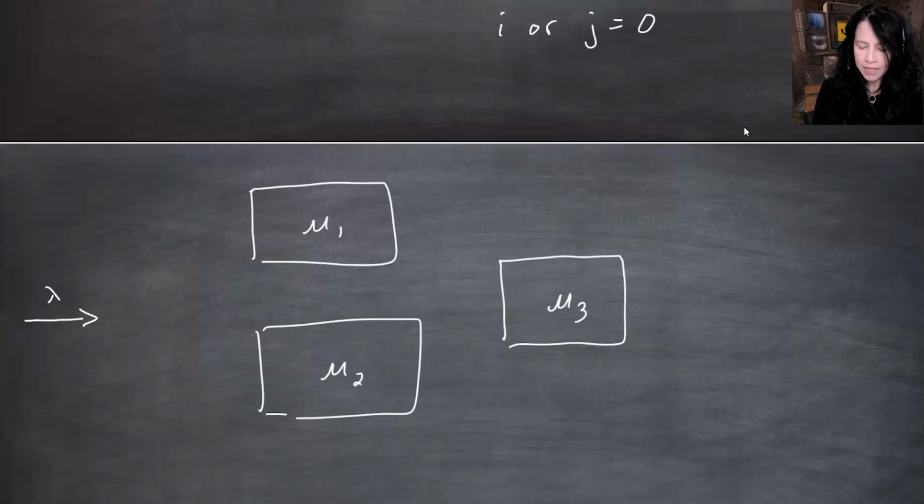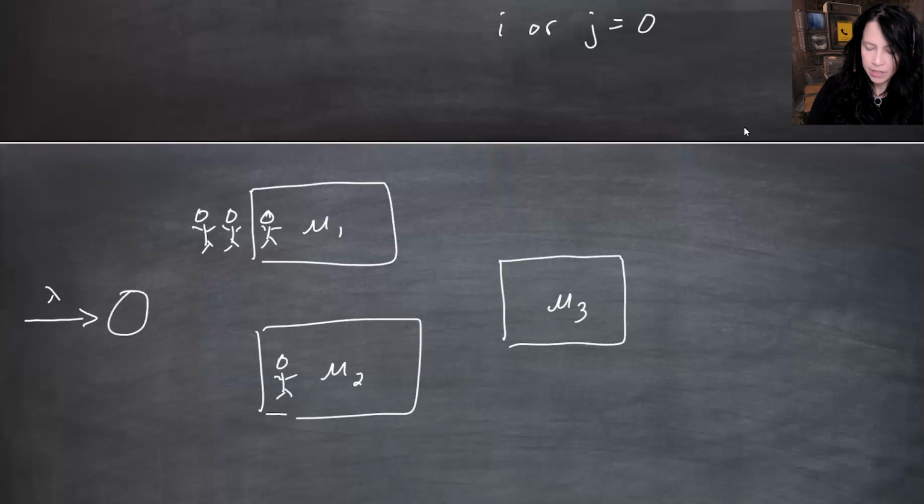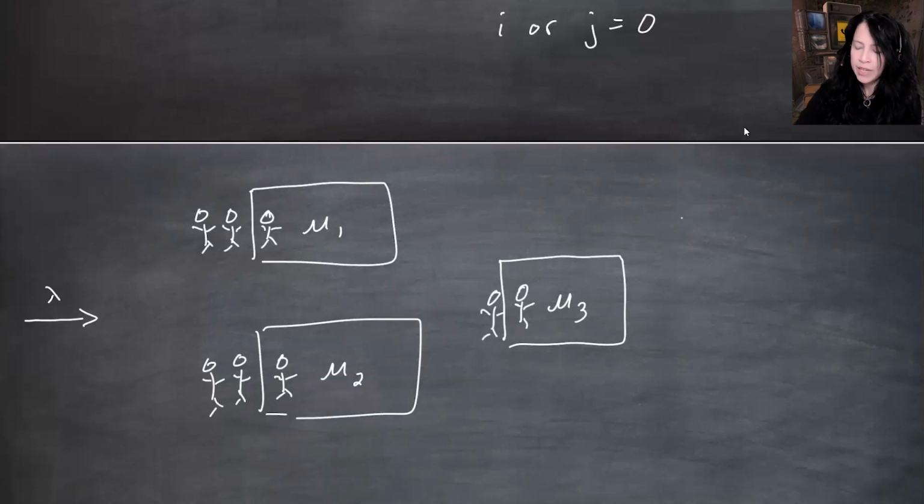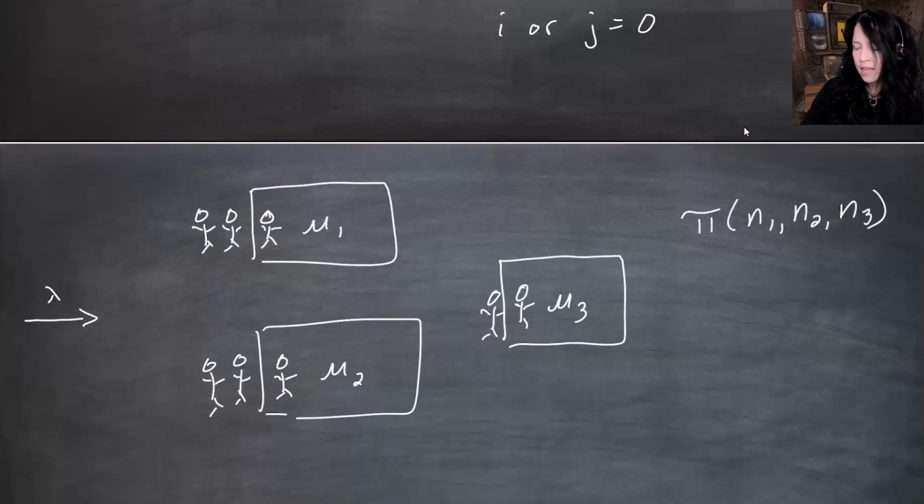So people come in from outside and they go to service and they line up at the different queues. So there's no one big line back here. That's not a Jackson network. And when computing the stationary distribution, it's going to be a joint distribution, like pi(n1, n2, n3), and n_i is the number of customers at station i. And this includes the person in service at station i.